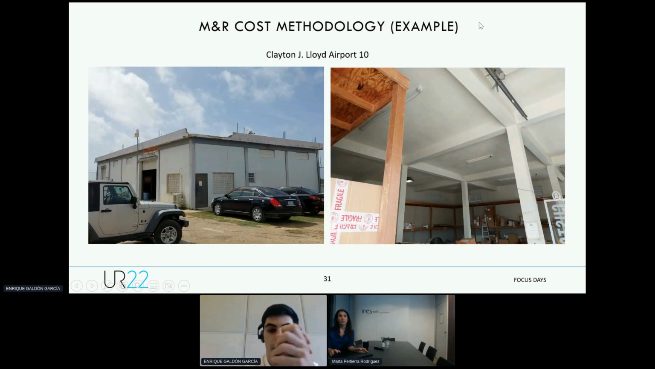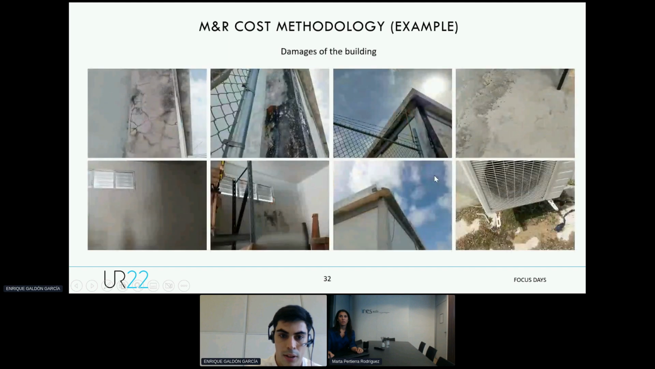Well, now I'm going to explain a little bit about how we estimate the costs. I think that it's more friendly if I explain the methodology with an example. This is an example of a building in Anguilla in the airport. It's a concrete building with concrete beams and concrete columns, and here we have an outside photo and also an inside.